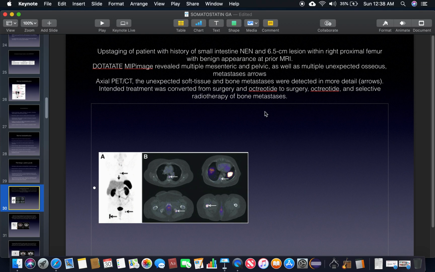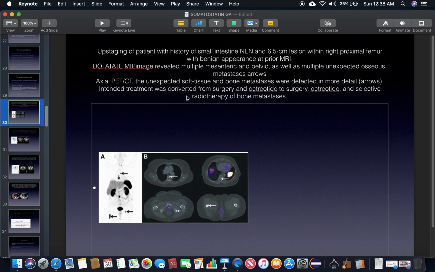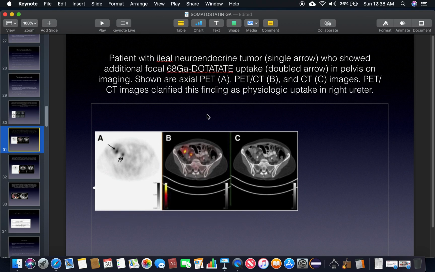So multiple new sites were found, and obviously, when you have all these extra sites, the therapy changes. So the unexpected soft tissue and bone metastases were detected, and instead of doing surgery and octreotide, the plan was changed to surgery, octreotide, and then selective radiotherapy of the bony metastatic lesions.